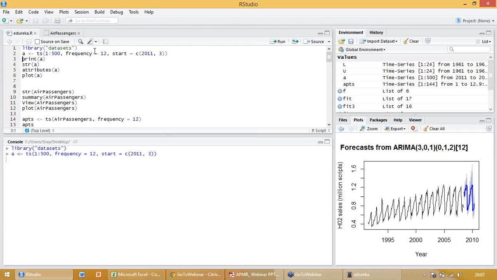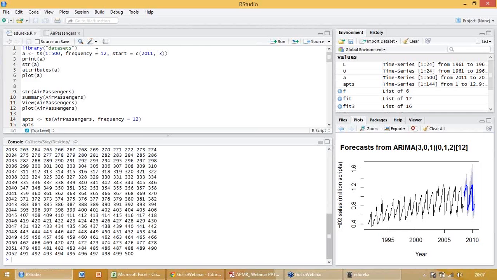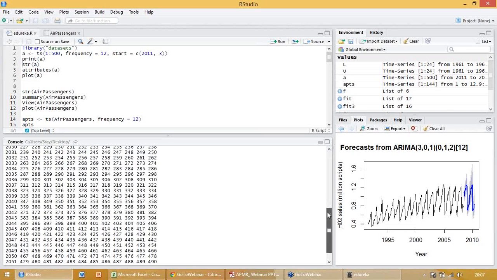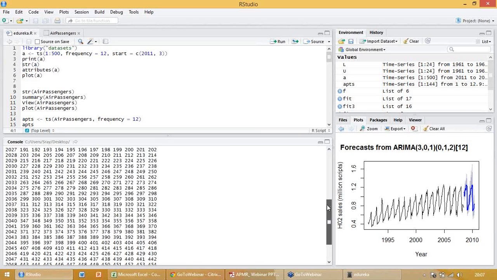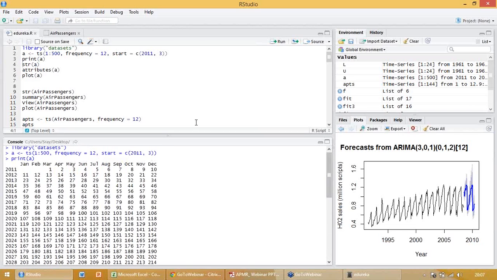A time series data would be something like this. I took the serial numbers 1 to 500 and wanted to convert them into time series data. So I say frequency equal to 12. Why? Because I want to take it as monthly data. So I took 12 months, starting from 2011, and from the third month of 2011. So if you see, January has no value, February has no value, and it starts from the third month of 2011. So that's time series data.